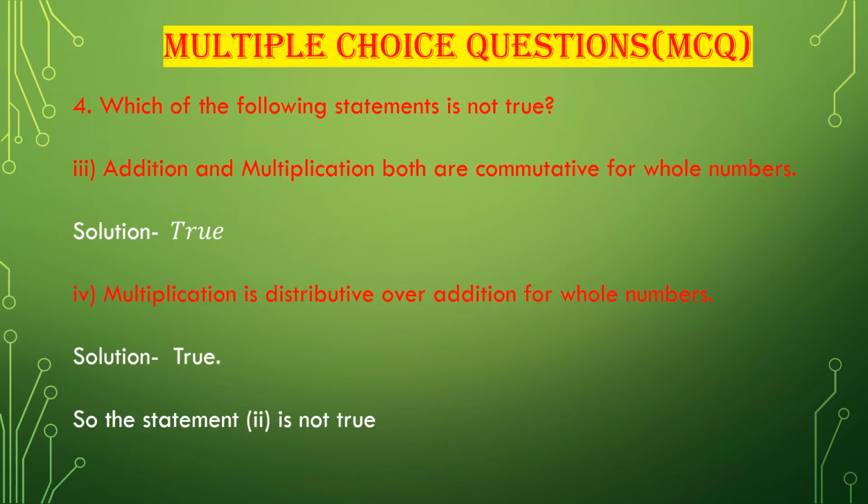Now we'll solve question number 4, third bit. Addition and multiplication both are commutative for whole numbers. We know addition is commutative in whole numbers and multiplication of whole numbers is also commutative. So this is a true statement. And fourth bit is multiplication is distributive over addition for whole numbers. This is also a true statement.